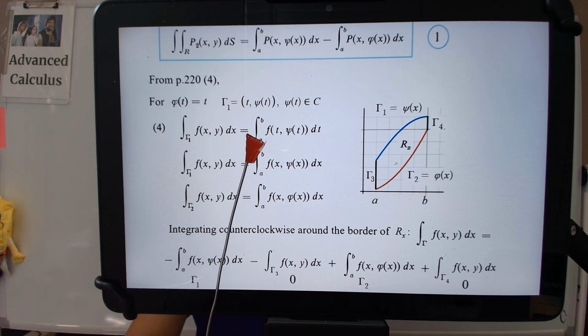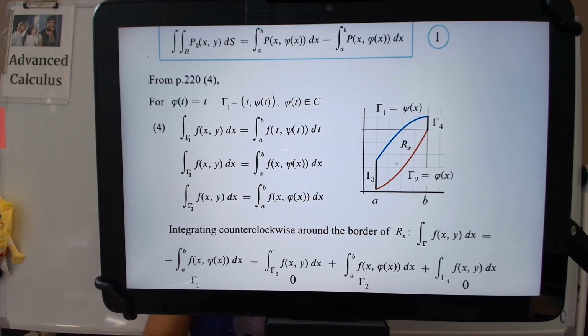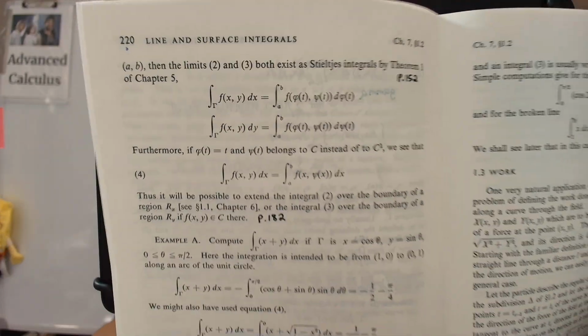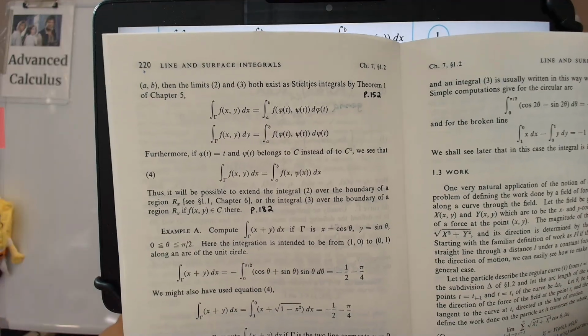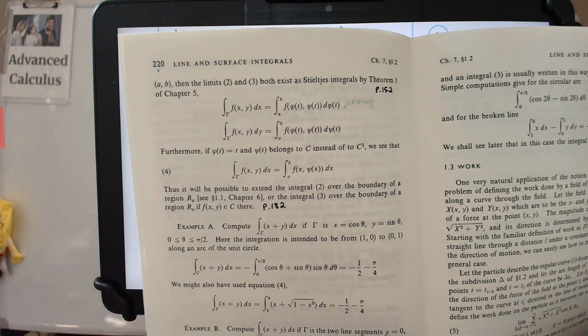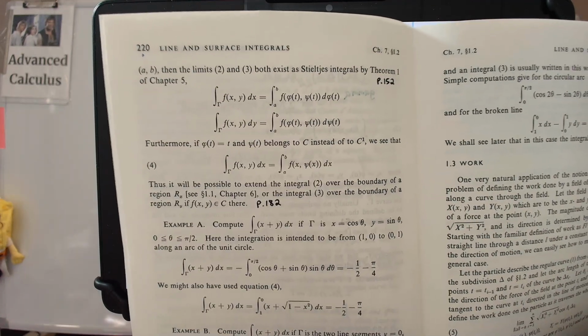Now the second part of what we're going to do here is change the dummy variable, the t's, into x, and nothing changes here. So this equation also equals the integral of f of x, psi of x dx, and I think that is also what the book says. Yeah, see, this is also equation 4, in the middle of the screen, where the integral over gamma of f dx equals the integral of f of x, psi of x dx.